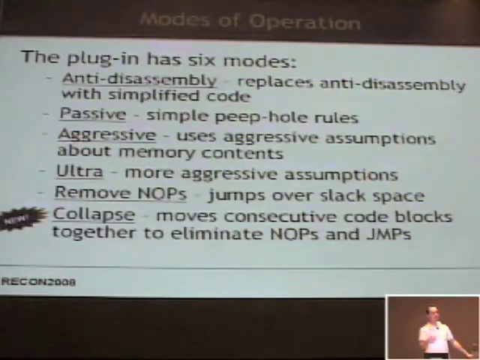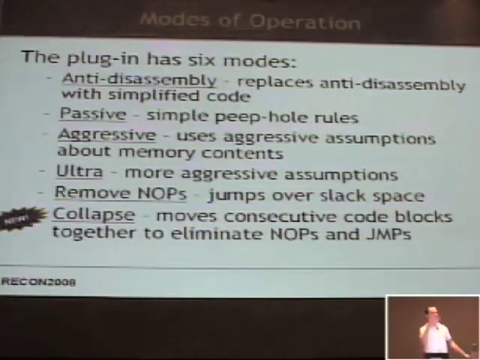We make some assumptions about memory contents. We also track registers and some stack contents. With Ultra, we make more aggressive assumptions. We track multiple registers, whereas in aggressive, we usually just track one register at a time. So you can choose any of those 4, either exclusively or in combination, to get the right deobfuscation level for your particular application. And then with remove no ops, that's the thing that we do when it's all said and done and there are no more patterns being found by our first 4 modes.